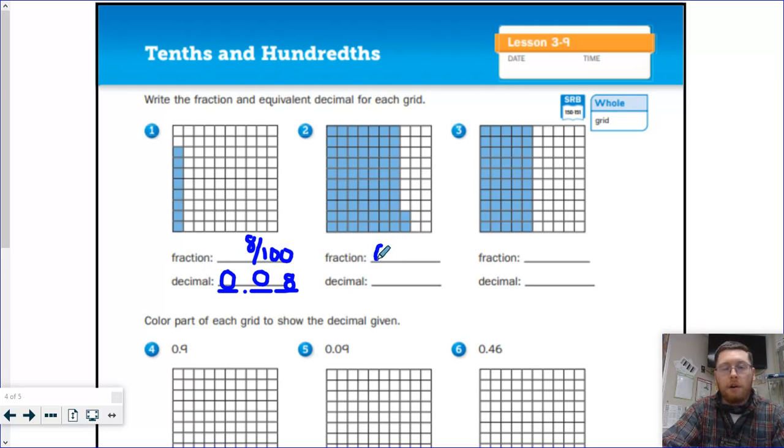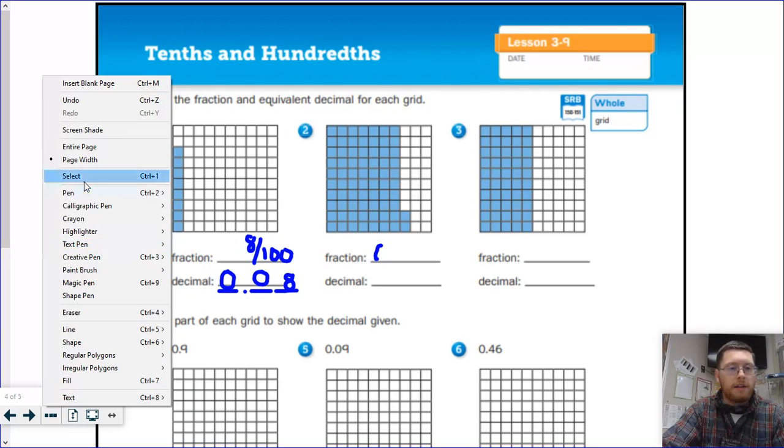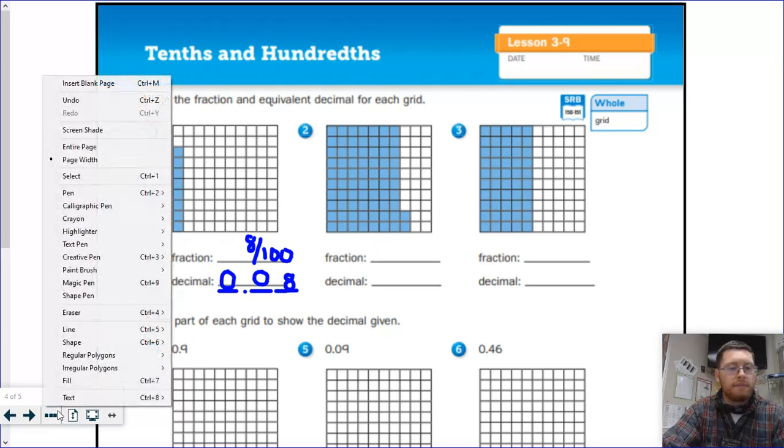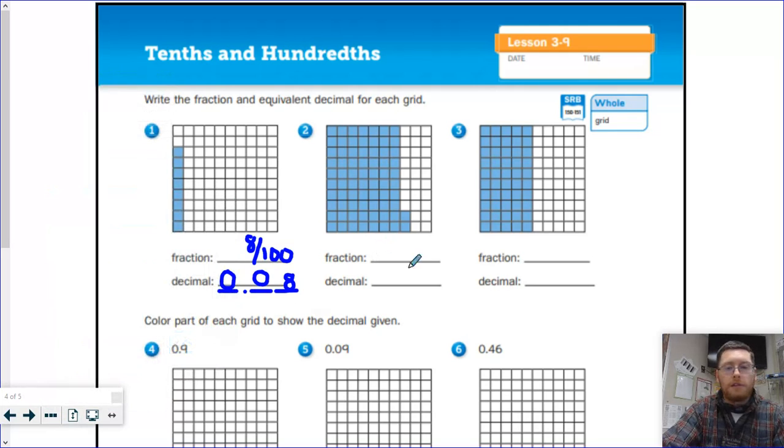Oops, I was about to write a decimal there. My fraction is going to be, how many do I have? I have 1, 2, 3, 4, 5, 6, 7 longs out of 100. That's really 70 plus 2 more, which is 72 out of 100 total pieces, because each one of these represents 10. So 10, 20, 30, 40, 50, 60, 70, 71, 72. Now I have to write my decimal. Again, we're dealing with hundredths.